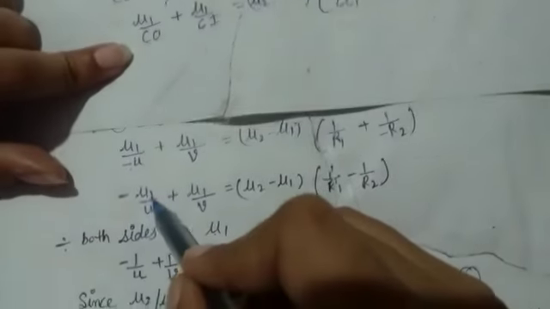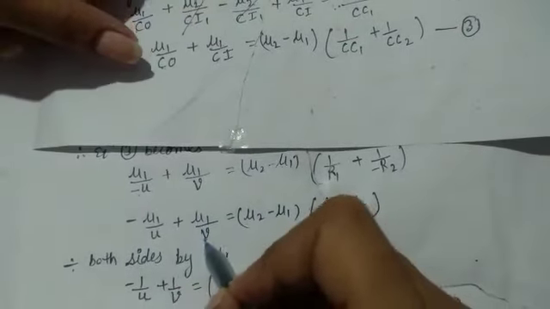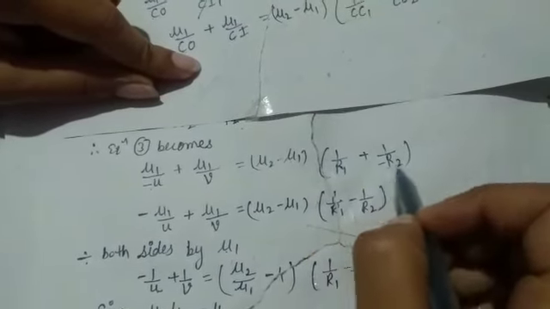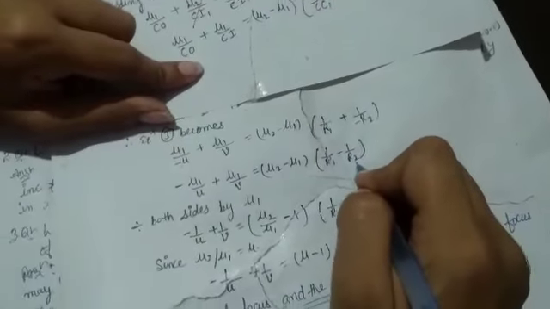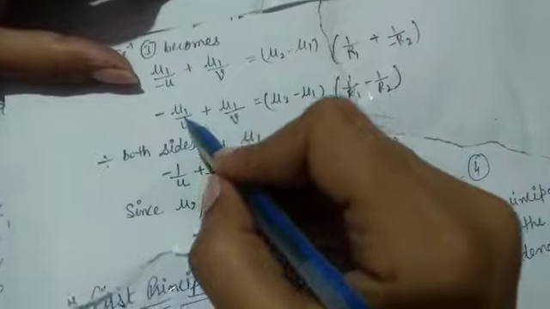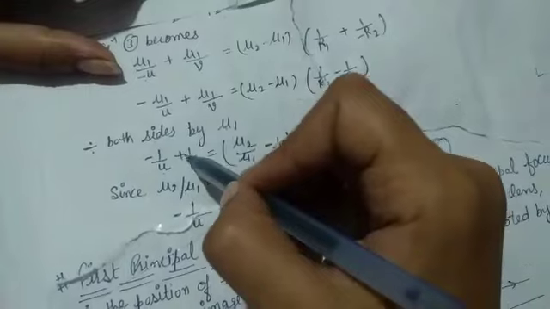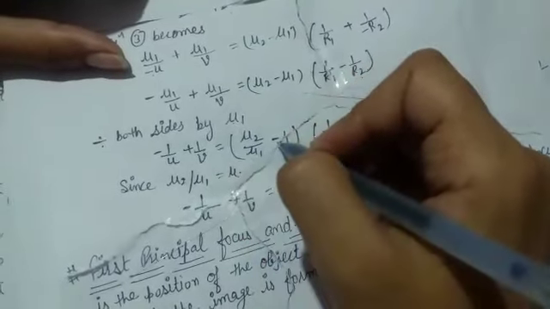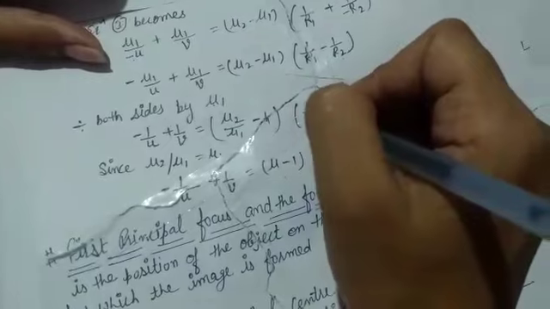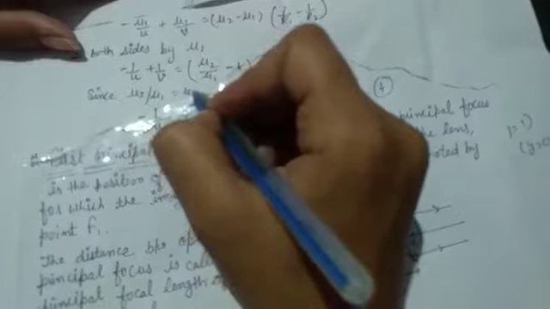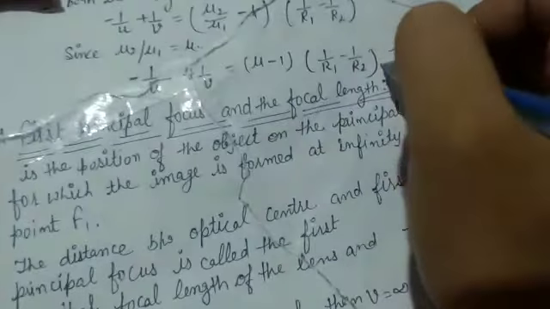So the equation becomes minus μ1 upon U plus μ1 upon V equals μ2 minus μ1 times 1 upon R1 plus 1 upon R2 with the sign change, and becomes this type of equation. Now divide both sides by μ1. Then the equation becomes minus 1 upon U plus 1 upon V equals μ2 upon μ1 minus 1 times 1 upon R1 minus 1 upon R2. Now we put μ2 upon μ1 equals μ, so this equation becomes this.